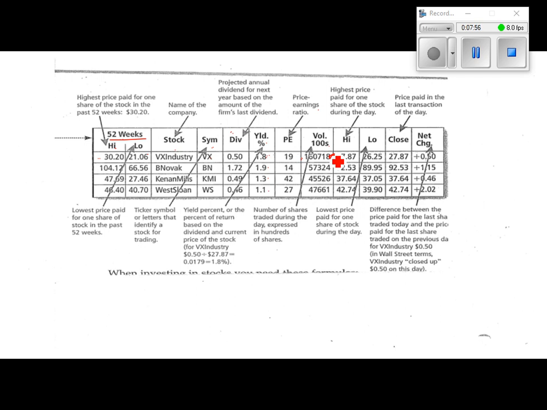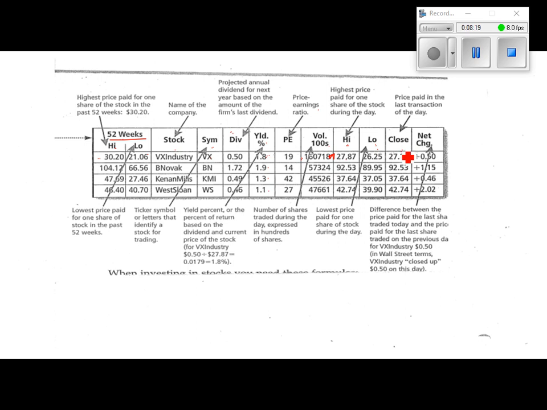Highest price paid for the share during that day. So you've got the highest price here for the stock, and then you've got the lowest price paid. For this first stock, somebody paid $27.87 per share, and the lowest price somebody paid for the day was $27.28.